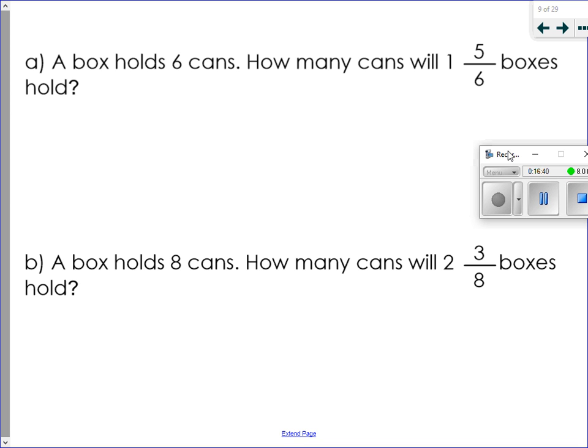Okay, so if a box holds 6 cans this time, how many cans would we have if we had 1 and 5 out of 6 boxes? Well, our 1 full box would have 6 cans, plus the 5 more that are in the other box, right? 5 out of 6 in this last box. That's the same thing as if I did 6 times 1 plus 5. Right? That's going to give me 11.